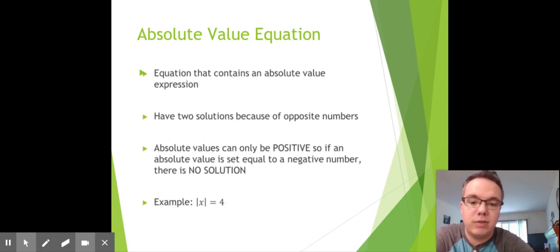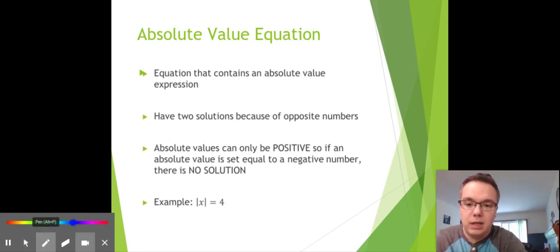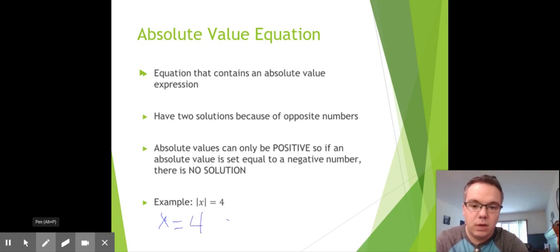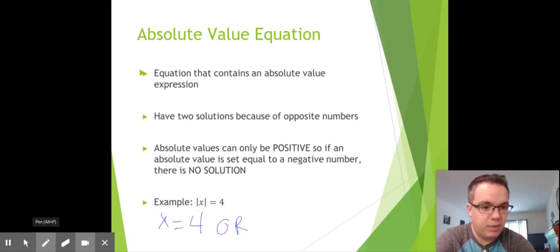If we look at the absolute value of x equals 4, there are two numbers we can plug in for x. The first one is 4, since the absolute value of 4 is 4. The other number that is 4 away from 0 is negative 4, so x could be negative 4. Every problem is going to have two solutions, because there are two numbers, that number and its opposite, that have the same distance from 0. So we're going to have two solutions if there is a solution at all.